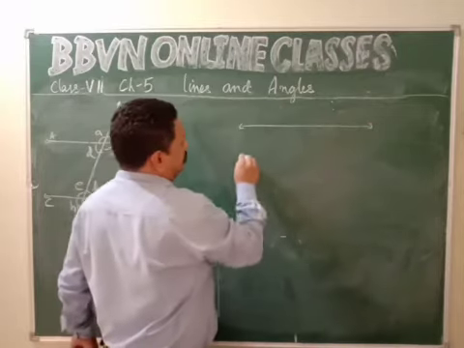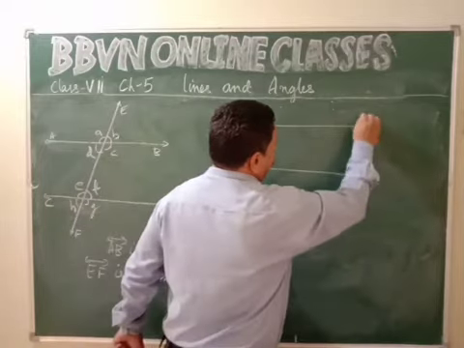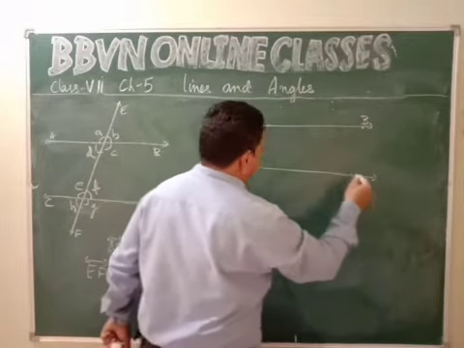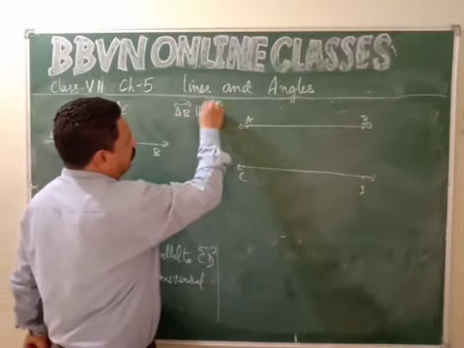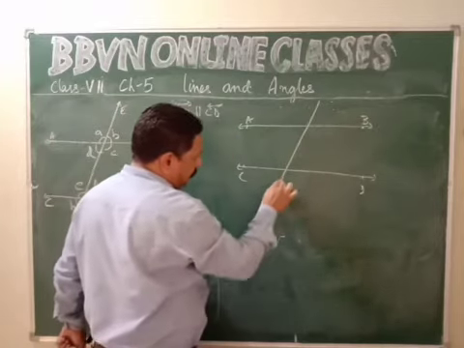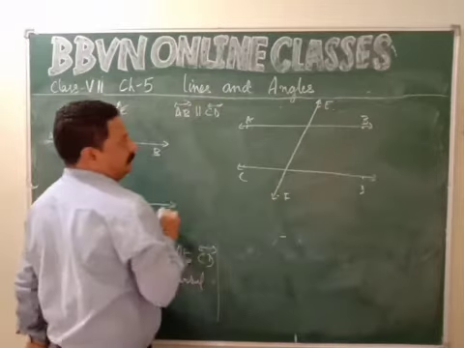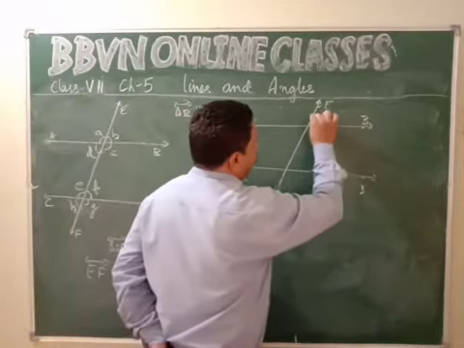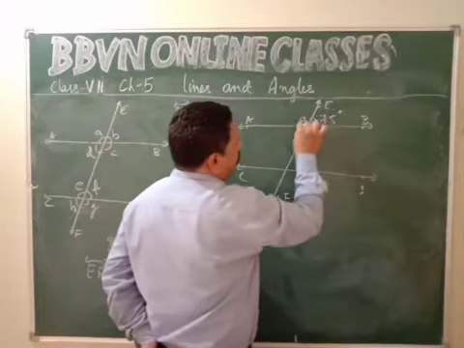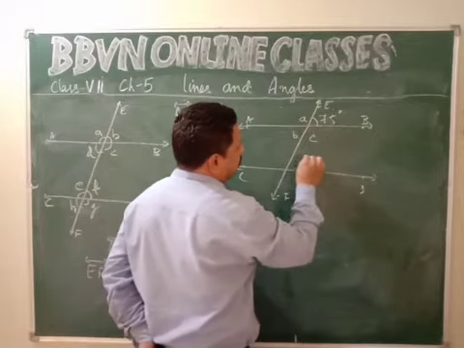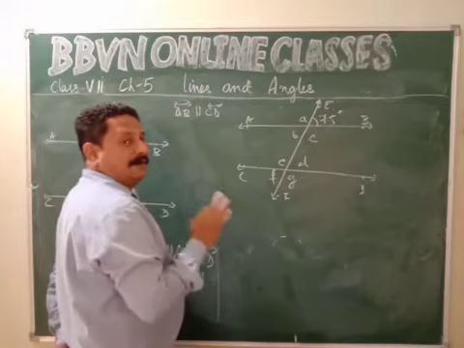This is a line. This is another line. These two are parallel. Say A, B, C, D. So AB is parallel to CD, and here I have a transversal EF. EF is the transversal. Now if I say this angle is 75 degrees, find all the other angles. Just by knowing one angle, you can find all the angles.